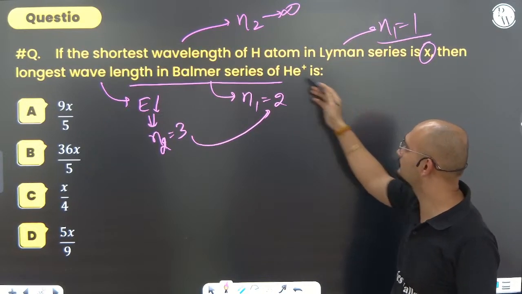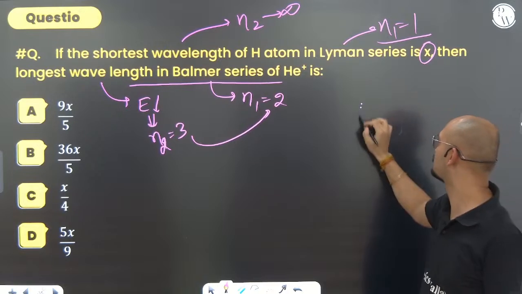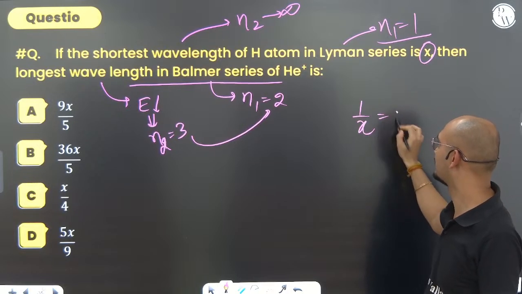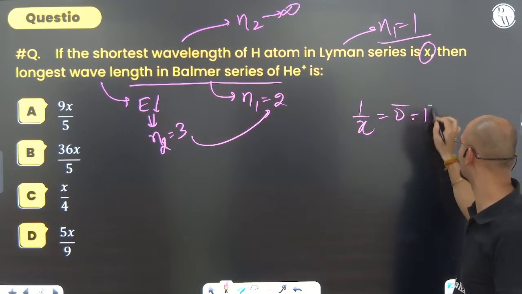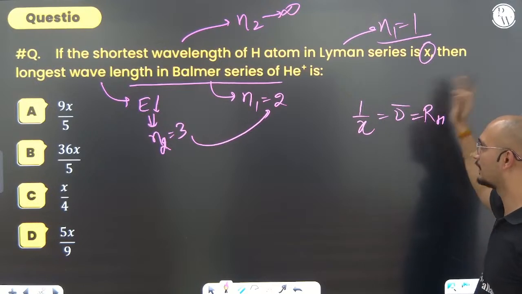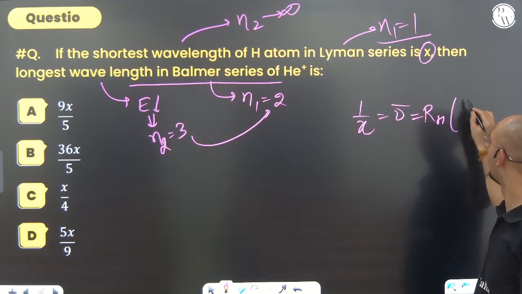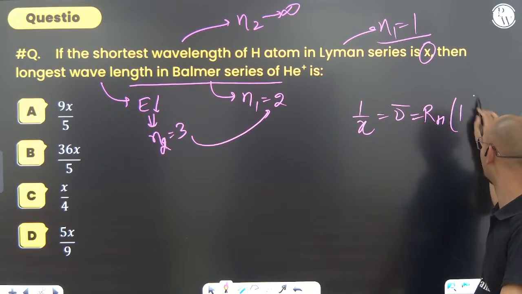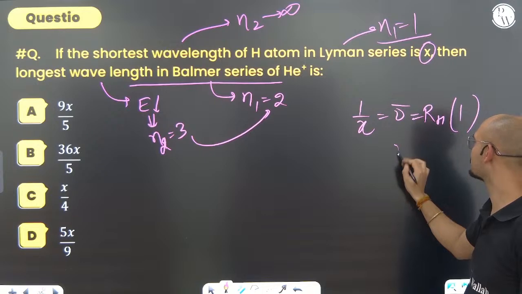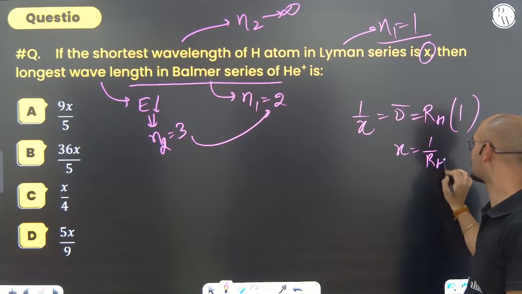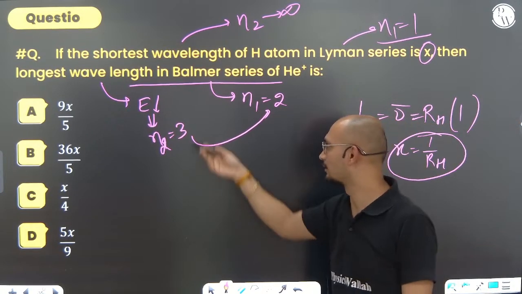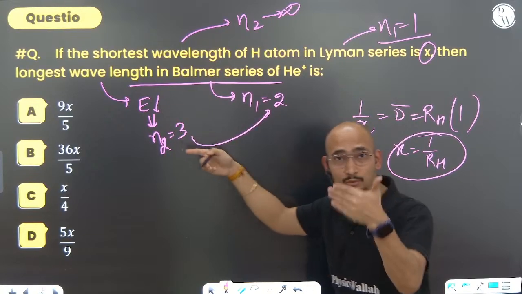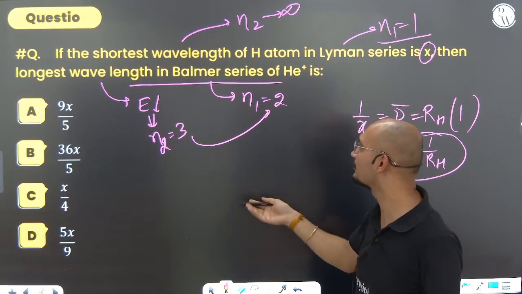Just see that. We know that for the shortest wavelength of H, 1 by X is nu bar. I hope you all know that. It equals RH into Z square, leave it for hydrogen only, into 1 by N1 square. N1 square is how much for Lyman? 1. 1 by infinity is how much? 0. So X will be 1 by RH. Now we want the new wavelength. Now what is the longest wavelength?